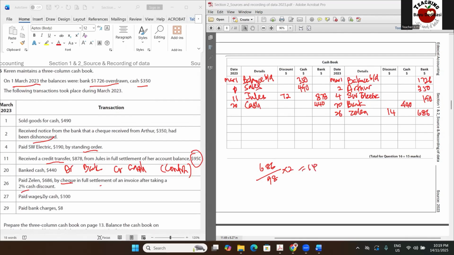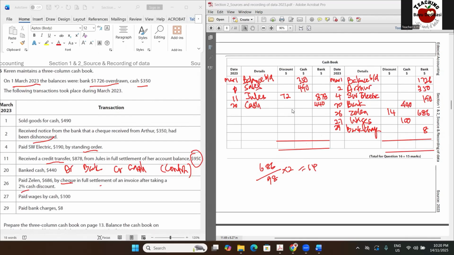Now next is pay wages by cash. So wages paid on the 27th. This amount by cash is 100. Pay bank charge on the 29th, bank charge, $8. So now we have to calculate the totals for the debit and credit. We don't know which side the bank is on, so we just leave one empty first so that we can put in the balance c/d. Okay, leave a space for it.